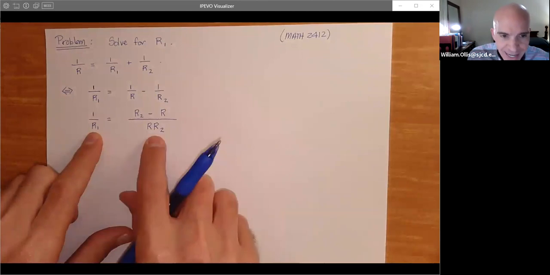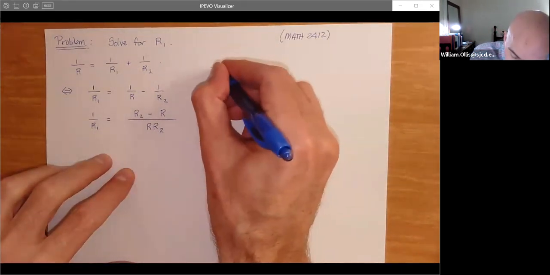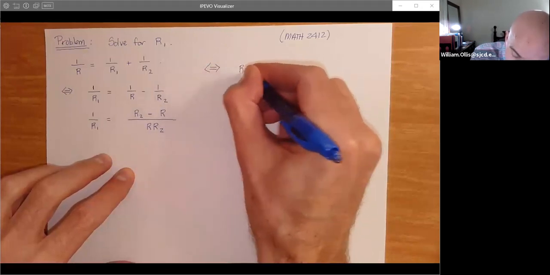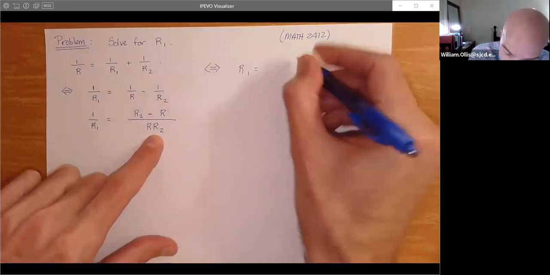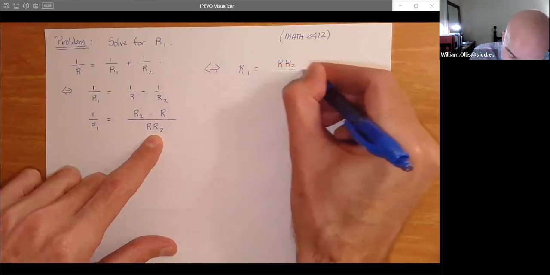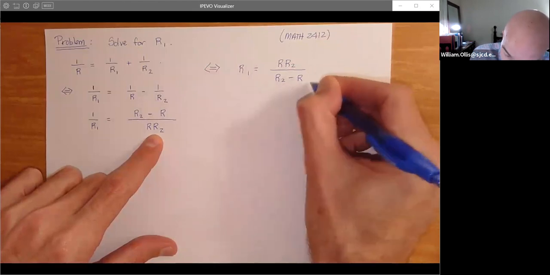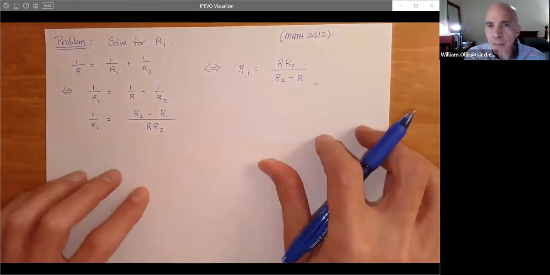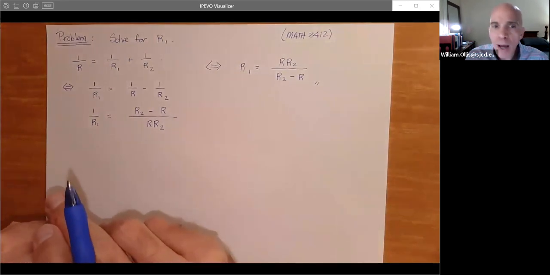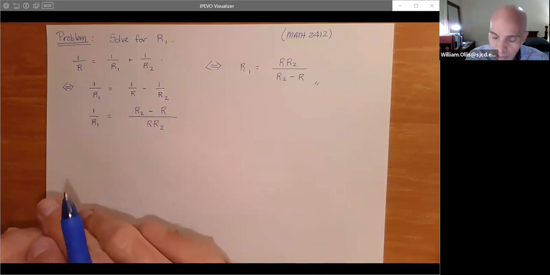And now we've got a nice setup here. We have a fraction equal to a fraction, so we can reciprocate. So reciprocate both sides, and we'll have R1 equals, reciprocating this, R times R sub 2 divided by R sub 2 minus R. So again, maybe not a very fascinating problem, but certainly a problem that you do in your science classes, math classes, and then of course your future engineering classes.